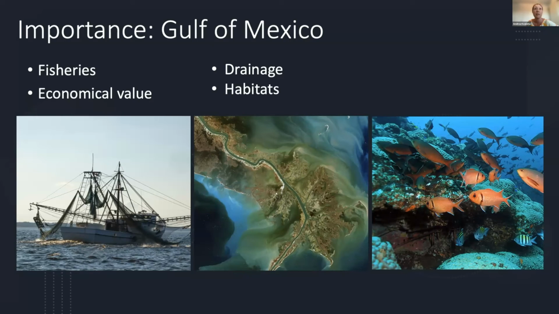The Gulf of Mexico serves as an important drainage for a number of different rivers, including the Mississippi and Atchafalaya rivers, which drain about 40% of the contiguous United States. And then the Gulf of Mexico hosts a number of important habitats like coral reefs and 50% of the nation's wetlands.